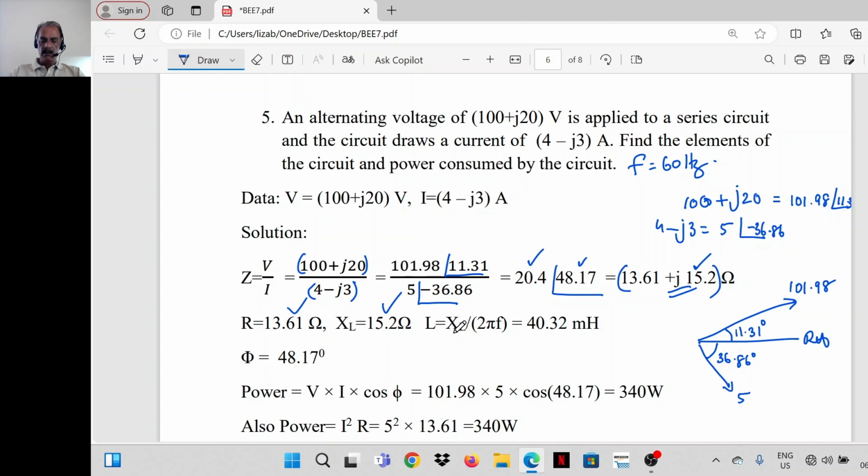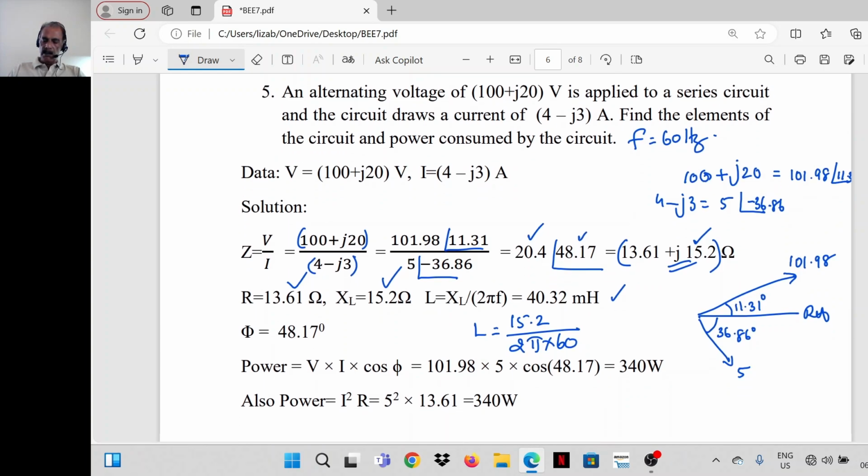So L is equal to XL divided by 2 pi f. XL is 15.2, divided by 2 pi into frequency, which is given as 60 hertz. So L is equal to 15.2 divided by 2 pi into 60. That is 40.32 millihenry.